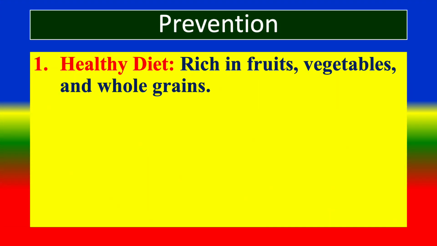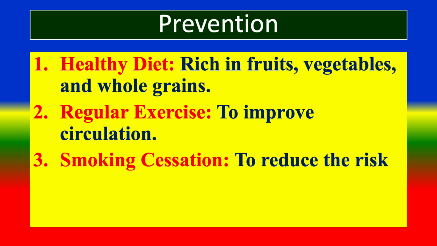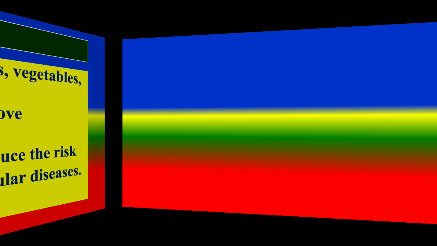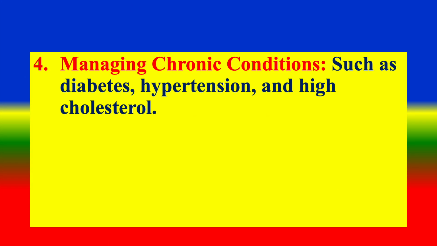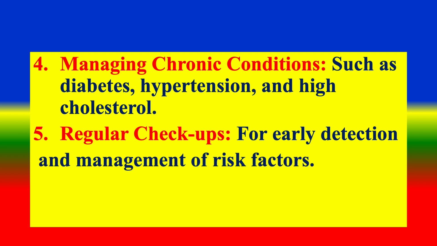Prevention. 1. Healthy diet rich in fruits, vegetables and whole grains. 2. Regular exercise to improve circulation. 3. Smoking cessation to reduce the risk of PAD and other cardiovascular diseases. 4. Managing chronic conditions such as diabetes, hypertension, high cholesterol. 5. Regular checkups for early detection and management of risk factors.